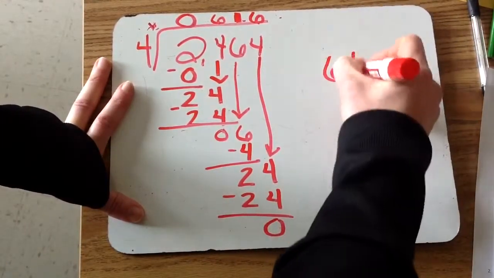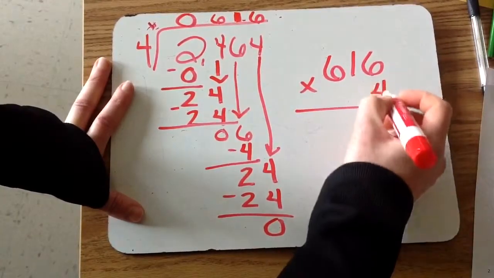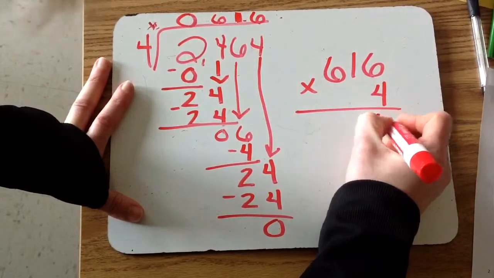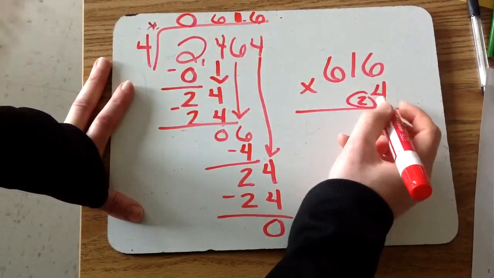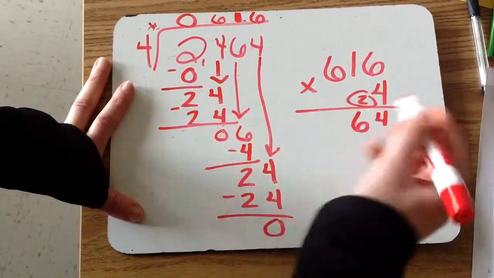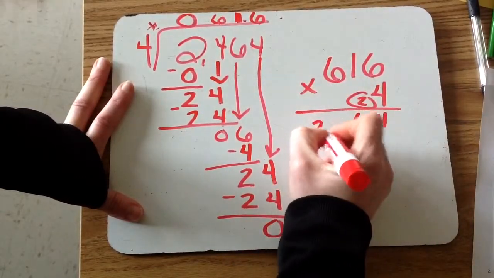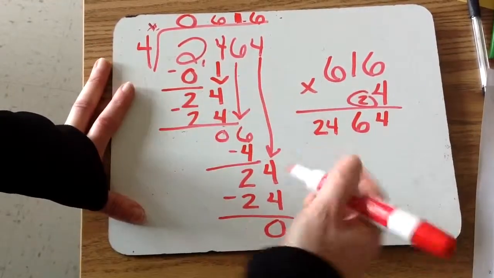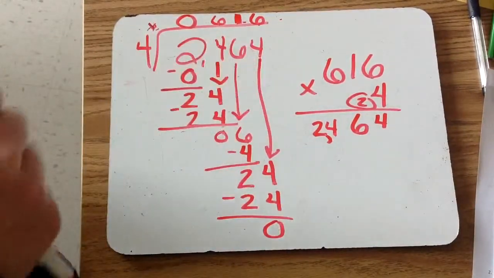So I take my quotient, multiply it by my groups, and I say 4 times 6 is 24. Oh my gosh, 24. 4 times 1 ten is 4, plus 2 is 6. Oh my gosh, 6 tens. 4 times 6 hundreds is 24 hundreds. Oh my gosh, 24 hundreds. You get what I'm saying? They're the same.